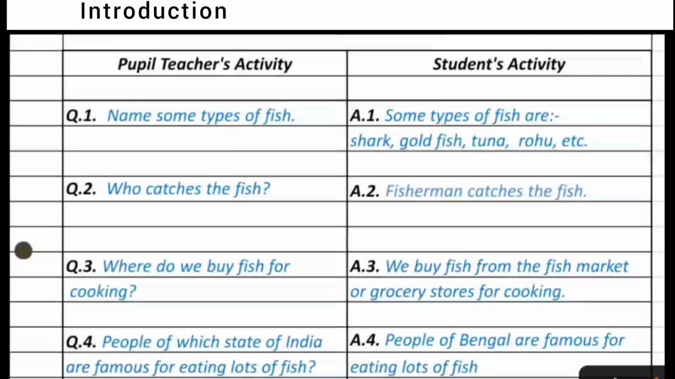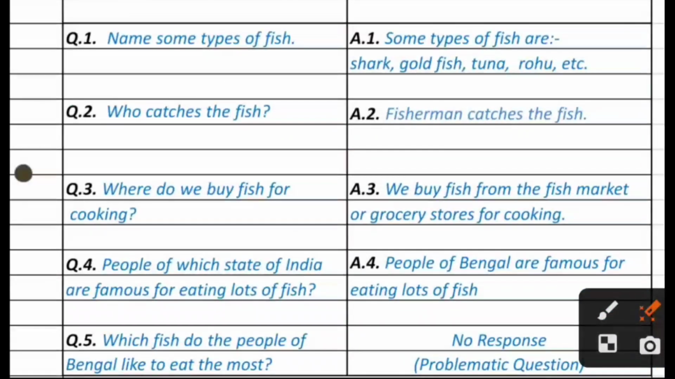Third question can be, where do we buy fish for cooking? And its expected answer is, we buy fish from the fish market or grocery stores for cooking. The fourth question can be, people of which state of India are famous for eating lots of fish? And the expected answer is, people of Bengal state are famous for eating lots of fish.